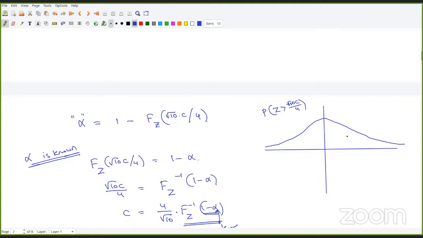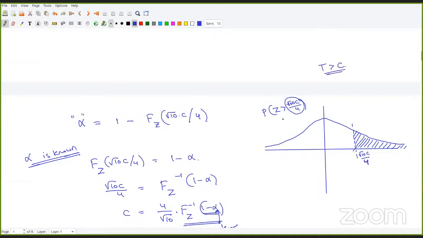When we say 1 minus F_Z of some value, we are talking about the right side of the place where you have drawn this line. That line corresponds to C, which corresponds to root 10 C by 4, and Z should be greater than that. This is the probability we are interested in finding, the probability that I will reject the null hypothesis, that is, T greater than C.